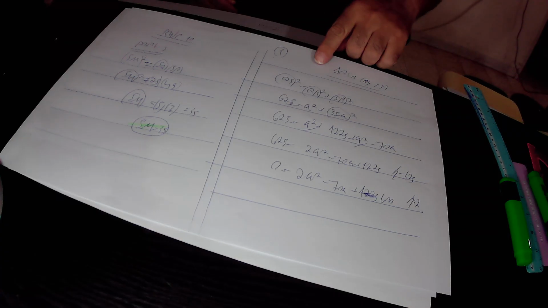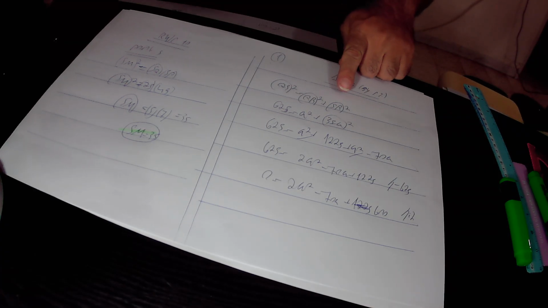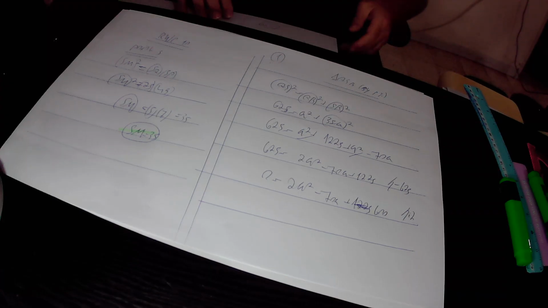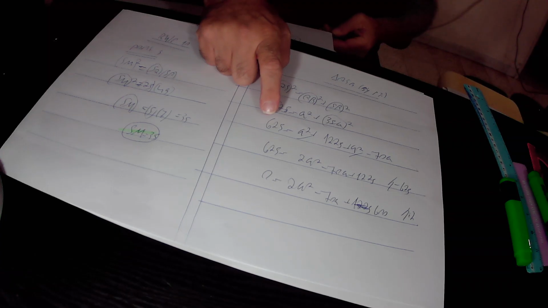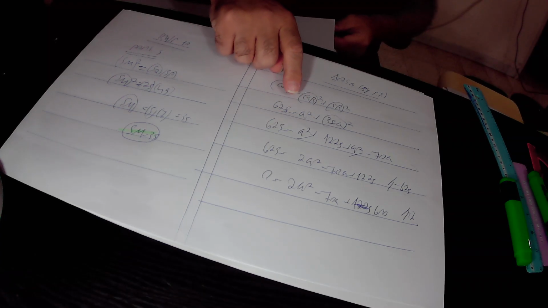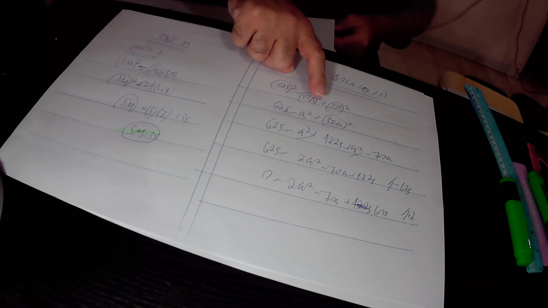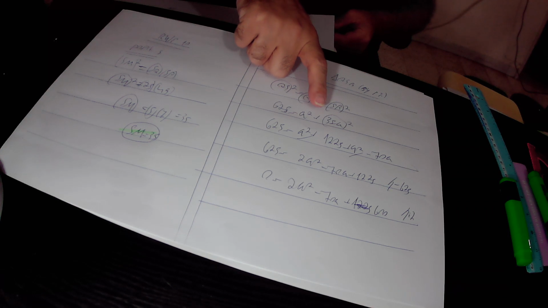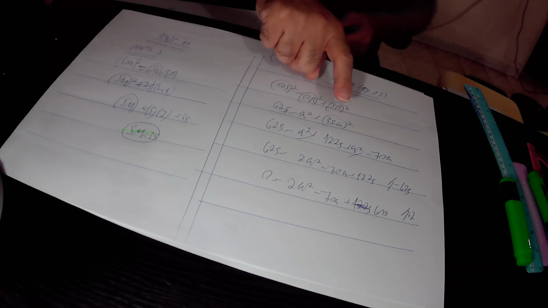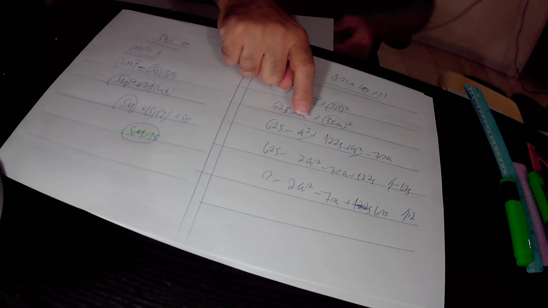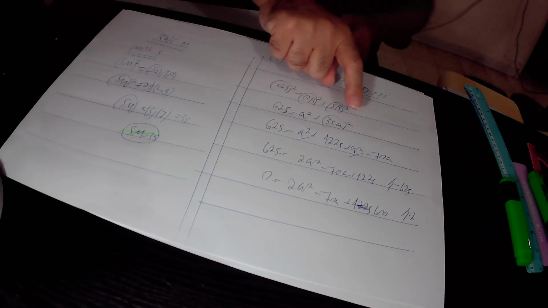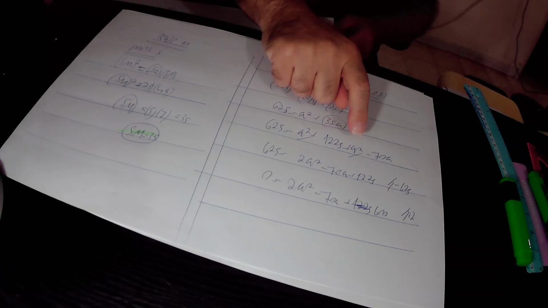625 equals a squared plus (35 minus a) squared. So here we have 625 equals a squared, and we have (35 minus a) squared. (35 minus a) squared equals 35 squared, that is 1225, plus a squared, minus 2 times 35 times a, that is minus 70a. So we have 625 equals a squared plus a squared, that is 2a squared, minus 70a, plus 1225.